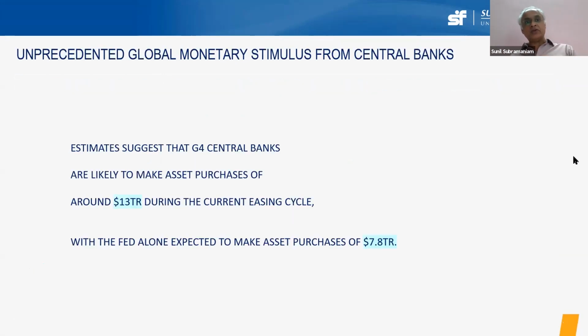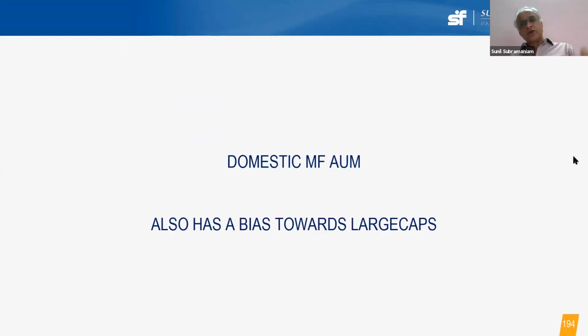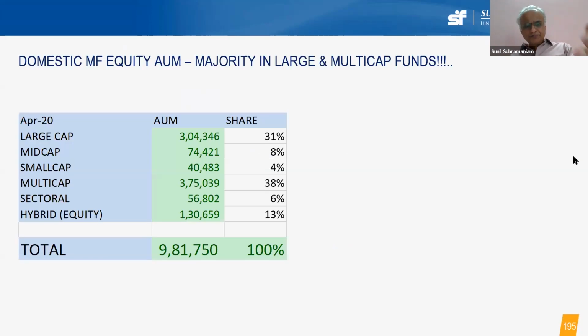But in addition, the global monetary stimulus is likely to continue, because over the next year, around $13 trillion of liquidity, monetary stimulus, is expected to be pumped into the world economy by central bankers of just the G4 countries. So ample liquidity is expected to be available for the large cap space. Also, the domestic MF industry has a bias towards large caps, because of the 10 lakh crore industry, 31% is in large cap funds.